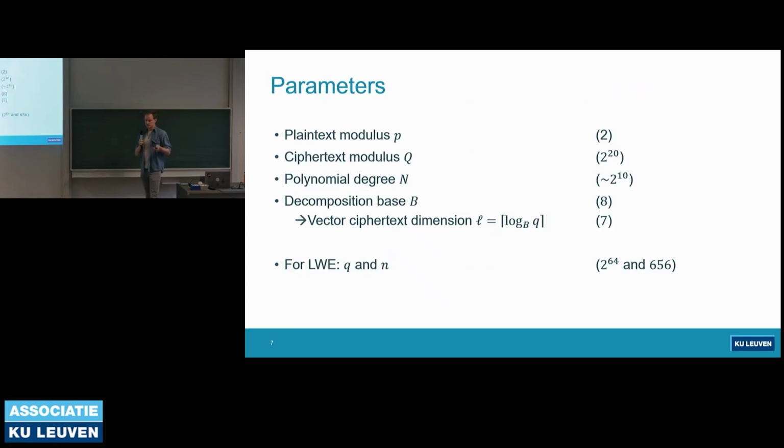So just to give you an idea of the order of magnitudes of the parameters, we have plaintext modulus small p, which is usually 2. The ciphertext modulus Q, and also an LWE ciphertext modulus small q, which are these sizes. We have a polynomial degree, which is about 1024, but it needs to be prime, so it's about 1024. Then we have a decomposition base and L, which is the vector ciphertext dimension, and these are about 8 and 7, roughly.